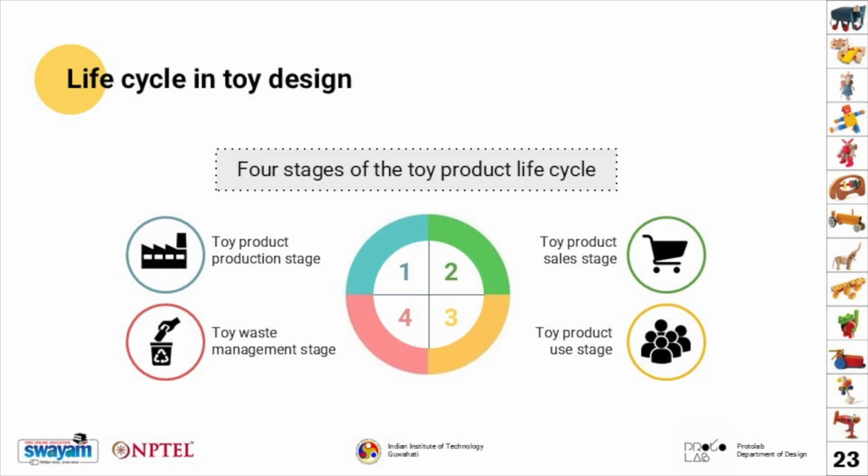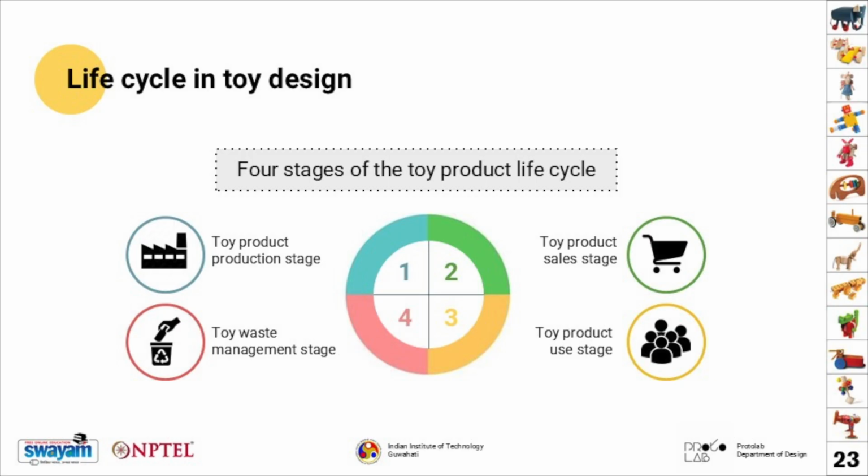2. Toy product sales distribution stage. This stage involves packaging, transportation, and market distribution. Environmental impact arises from logistics, fuel use, and packaging waste. LCA helps assess carbon emissions linked to distribution systems. Sustainable strategies include minimal and recyclable packaging, local sourcing and production, and efficient supply chain management.